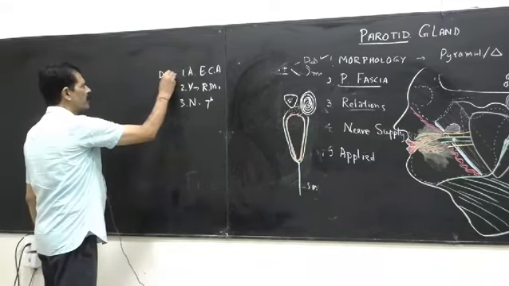So whenever a question on the relations comes, you have to make three diagrams, each for artery, vein and nerve separately. Don't make the diagram which is given in your book, where everything is in one diagram, all mixed up. So all are related to which surface? Medial surface. Medial surface is posteromedial. So this is how to make the diagram of the medial surface of the parotid gland.